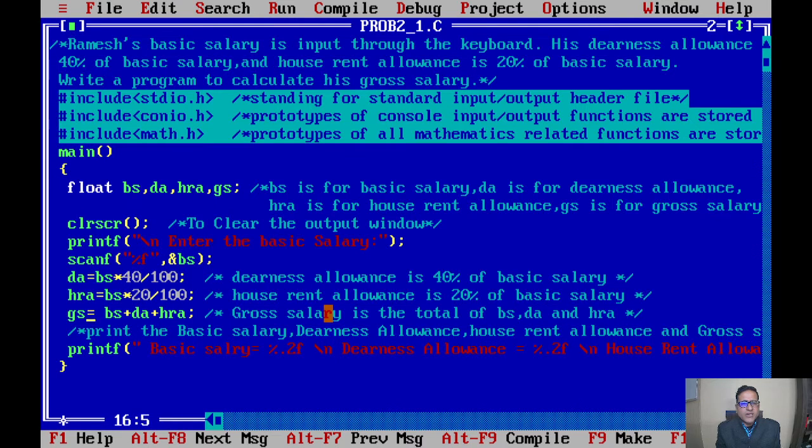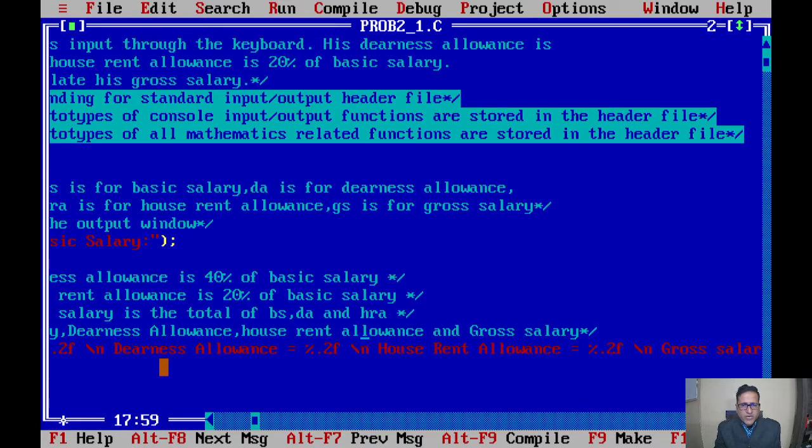Likewise, gross salary is the total salary which will be calculated by the addition of the basic salary, dearness allowance and HRA. So we put these values in this formula and calculate the gross salary. After that, in this statement we write here print the basic salary, dearness allowance and house rent allowance and gross salary. So you can see it.